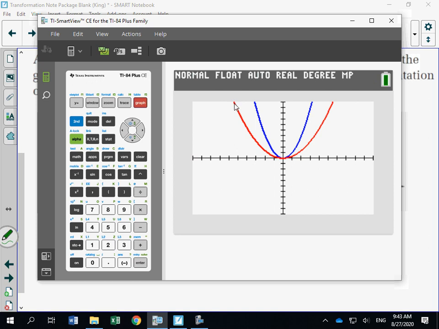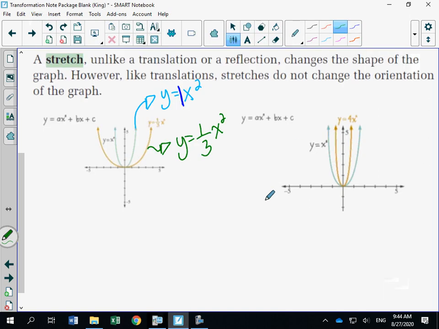As you could see, this fraction, which is 1/3, makes our graph wider, right? So when a is a fraction, it makes our graph wider. So if a is less than 1 and greater than 0, it's going to be a wider graph. What's happening is the graph is actually compressed.